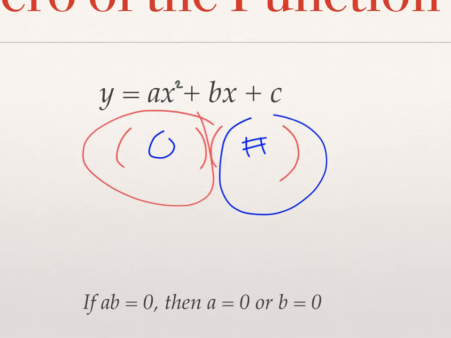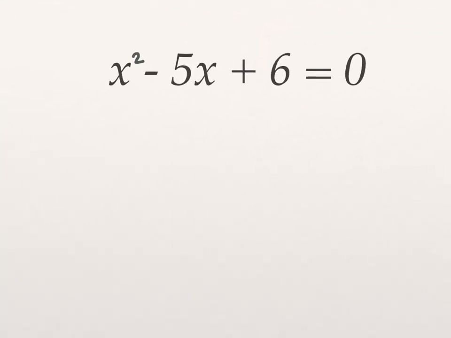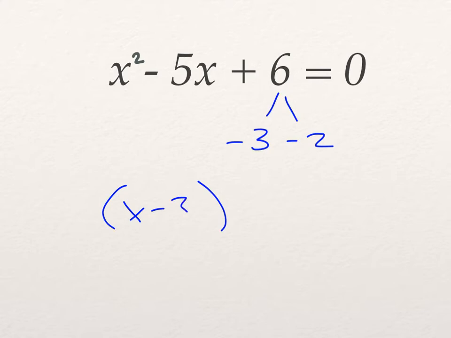So we factor it just like we did before, and then set both of them equal to 0, and we're going to get two different answers. So how do we factor this? What are our two factors of 6 that add to negative 5? Negative 3 and negative 2. So we put those into our parentheses. We have x minus 3 and x minus 2 is equal to 0.